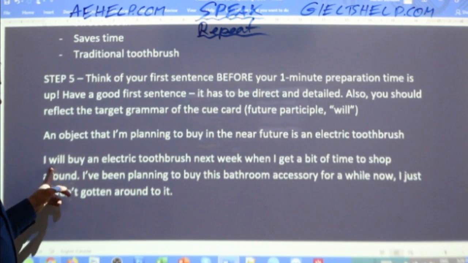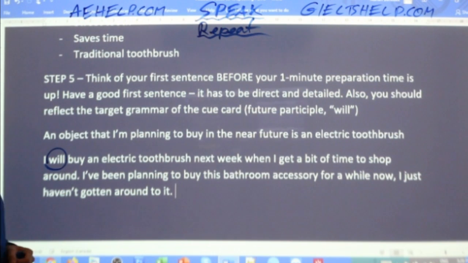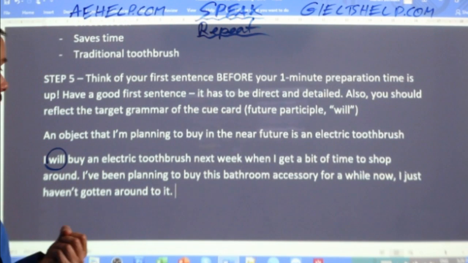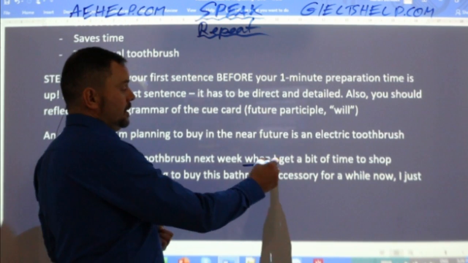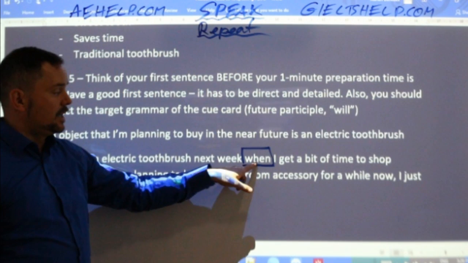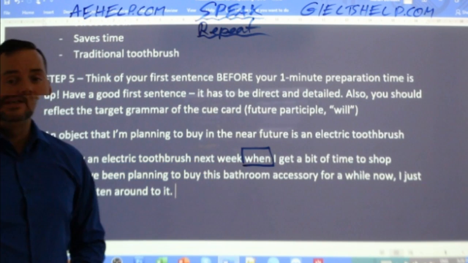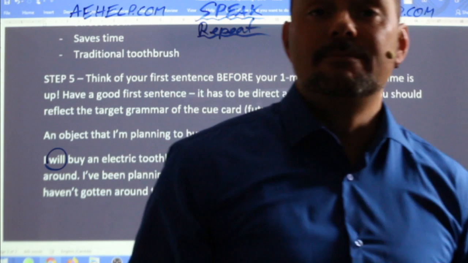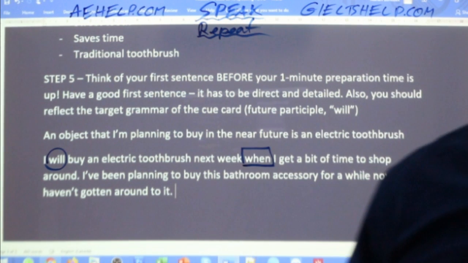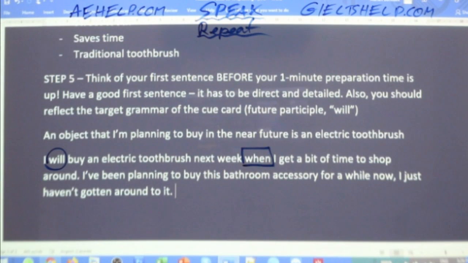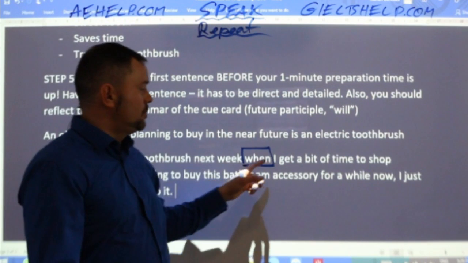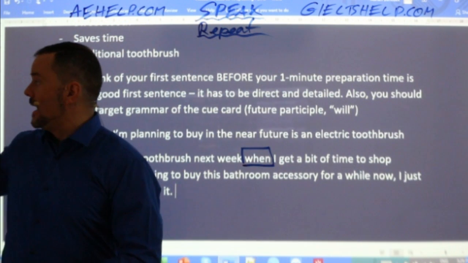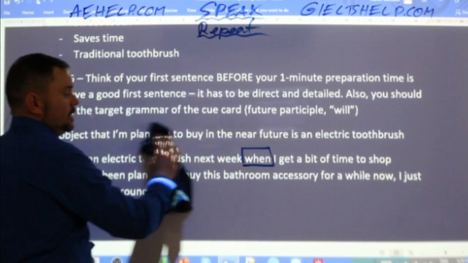Okay. Notice how in this sentence I'm using will. Right away, I'm showing the examiner that it's clear for me on the cue card that I'm talking about a future event and object, okay? And also here, because I'm giving a clear, direct answer, immediately I'm using a conditional of real event. So my band score is going up because I'm showing the examiner that I can use subordinating conjunctions, meaning creating complex sentence structures, and I can use a real condition, right? So again, I will buy an electric toothbrush next week when I get a bit of time to shop around. I've been planning to buy this bathroom accessory for a while now. I just haven't gotten around to it. Okay, so far, so good.